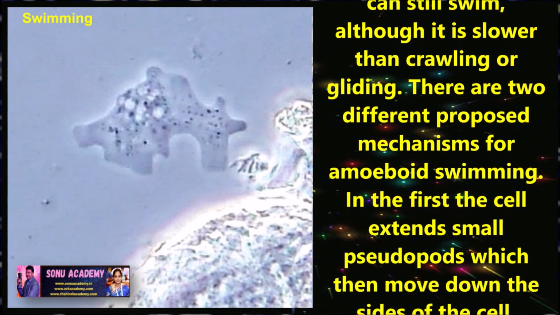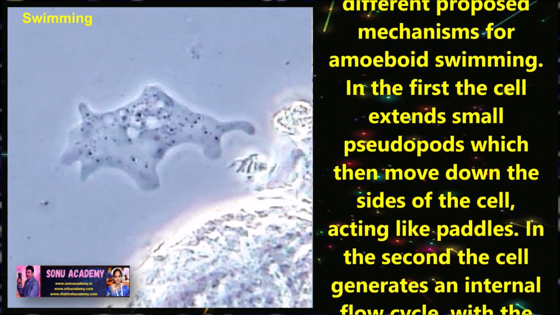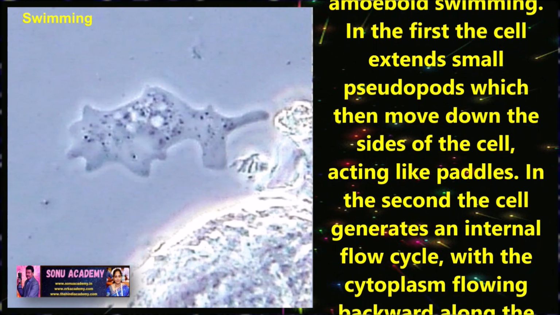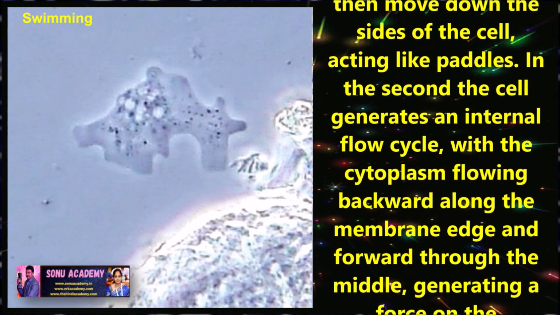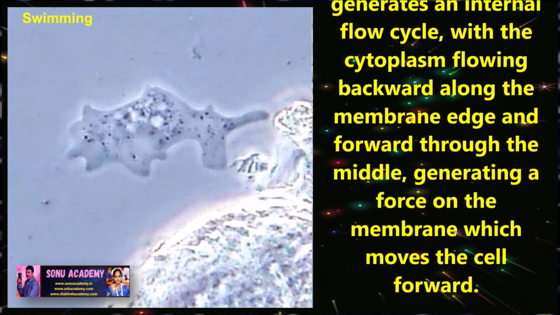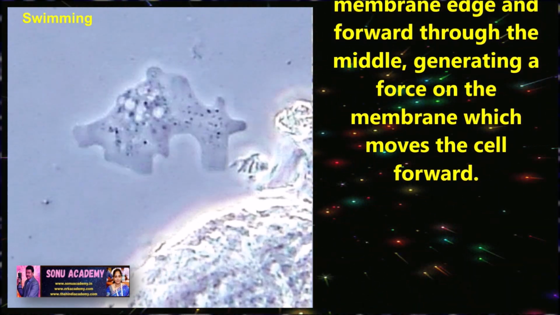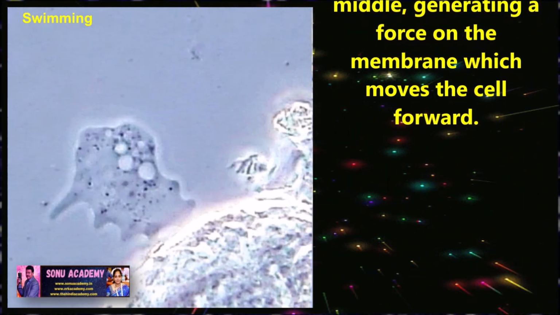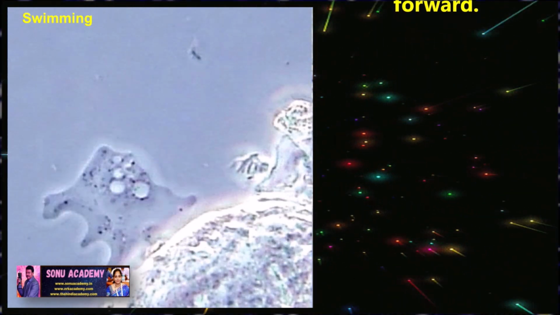There are two different proposed mechanisms for amoeboid swimming. In the first, the cell extends small pseudopods which then move down the sides of the cell, acting like paddles. In the second, the cell generates an internal flow cycle with the cytoplasm flowing backward along the membrane edge and forward through the middle, generating a force on the membrane which moves the cell forward.